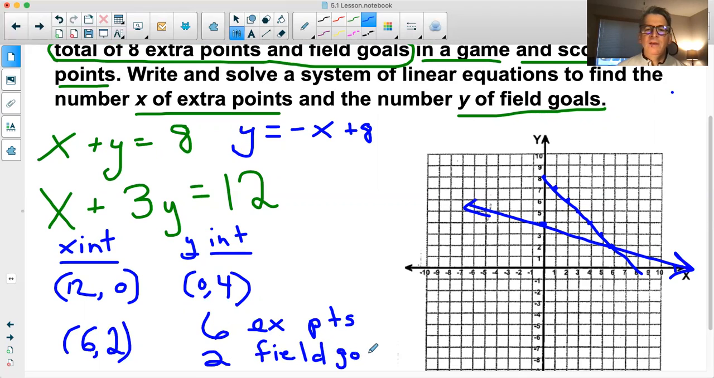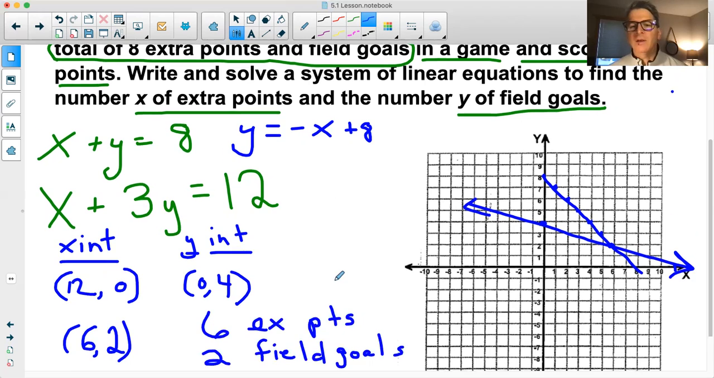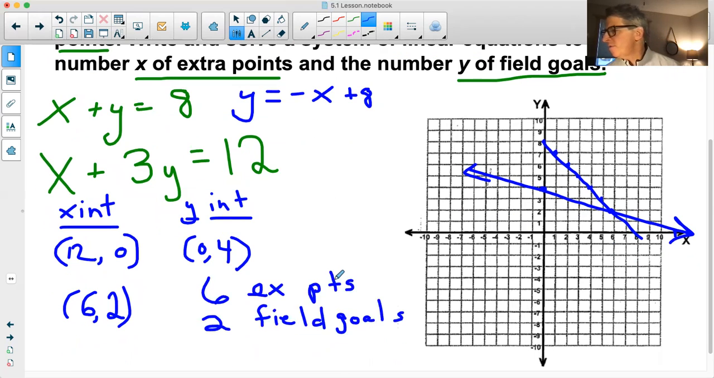And you can see that 6 and 2 work for the top equation, and 6 and 2 work for the second equation by checking. And that would be example 2.